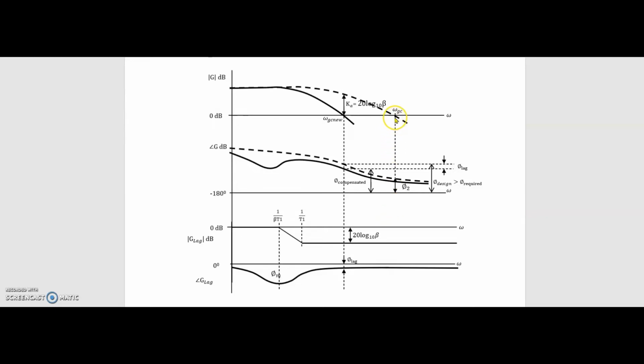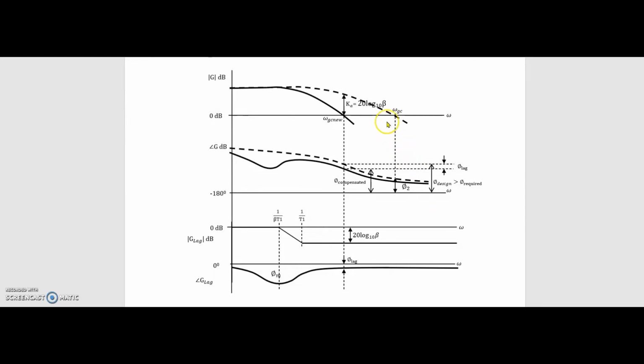Now at omega GC the phase margin is phi 2. Let us say it is 30 degrees. Now suppose that we want our phase margin to be 50 degrees, and let's call that phi required. So phi required is the phase margin, suppose it is 50 degrees. What are the ways in which the phase margin can be improved? There are two methods.